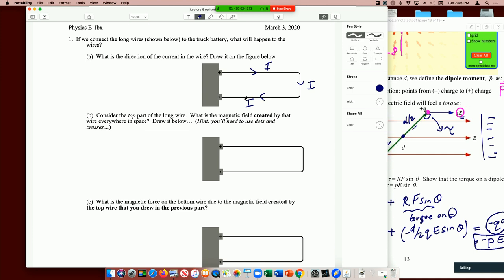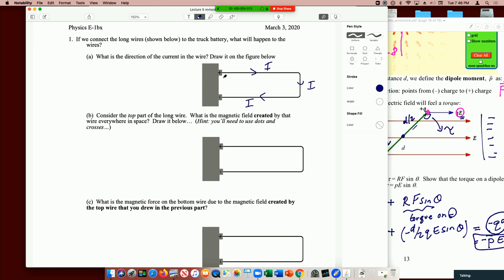So let's consider just the top part of the wire. Just this part of the wire. And we want to know what is the magnetic field created by just that part of the wire everywhere in space. So which of the two right-hand rules that we've talked about so far do you think that we should apply? The first one. Good.